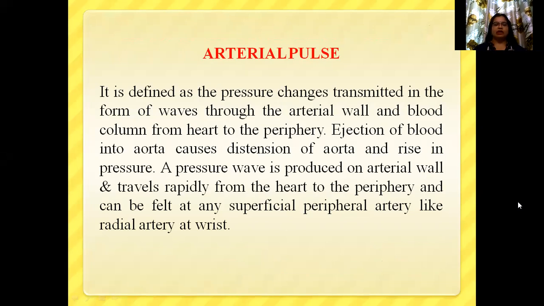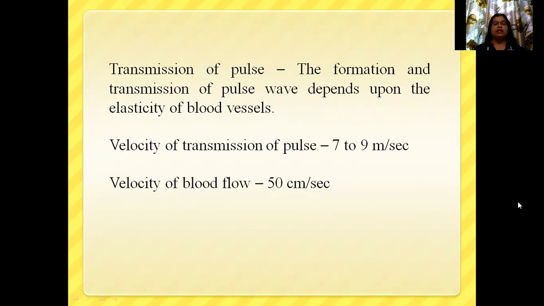Ejection of blood in aorta causes distension of aorta and rise in pressure. A pressure wave is produced on the arterial wall and travels rapidly from the heart to the periphery and can be felt at any superficial peripheral artery like the radial artery at the wrist. Transmission of pulse: the formation and transmission of pulse wave depends upon the elasticity of blood vessels. Velocity of transmission of pulse is 7 to 9 meter per second and velocity of blood flow is 50 centimeter per second.